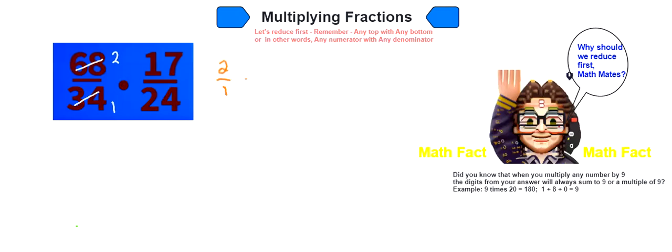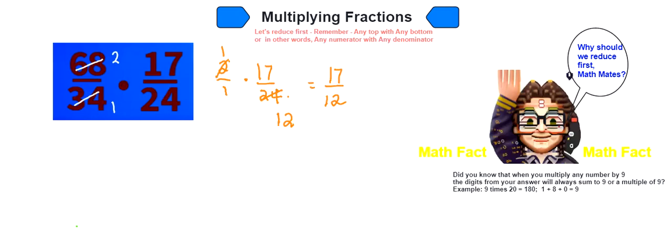Now, I've got 2 over 1 times 17 over 24. Remember, it doesn't matter, it's any top with any bottom. So if I look over here at this, 2 is even, 24 is even. So I know 2 goes into each of those at least. 2 goes into 2 once, 2 goes into 24 12 times. And now 1 times 17 is 17. 12 times 1 is 12. 17 is prime, which means the only numbers that go into 17 are 1 and 17. And 17 doesn't go into 12, so we're done.